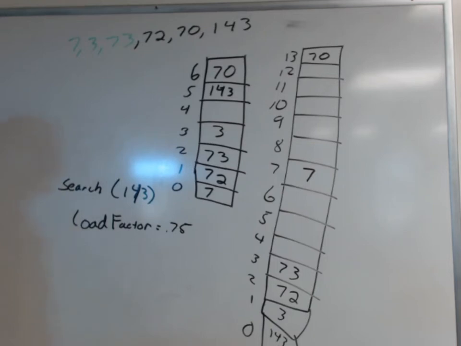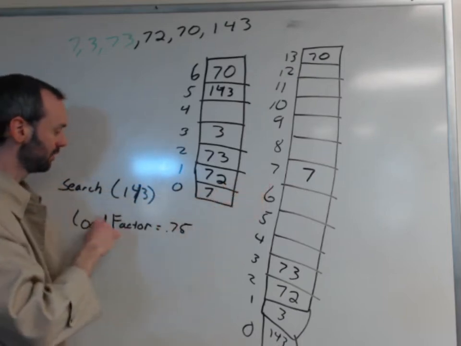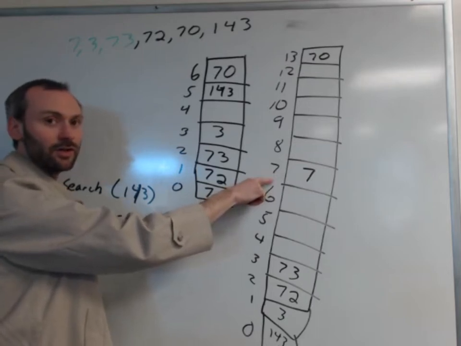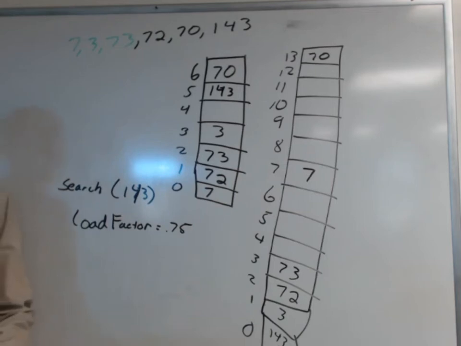But what if you needed to find 7? No, you just go right there. Because search for 7, boom, it's there. It's 0, 1. You don't have to scan. You just hash straight to it. Yeah, 3, you gotta scan a little, but not a lot. So it's better.